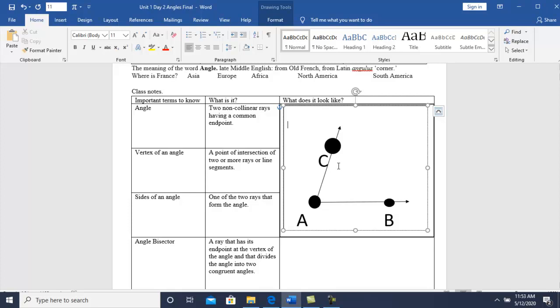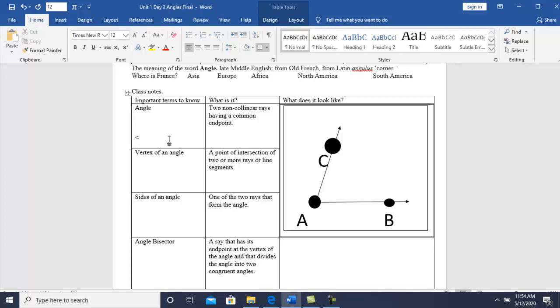Now, the vertex is the point of intersection of two or more rays or line segments. So here is our vertex. The vertex of the angle is A. So if we go over here, we'll just make a note here. There's a better symbol for our angle, and we'll come back to that later.